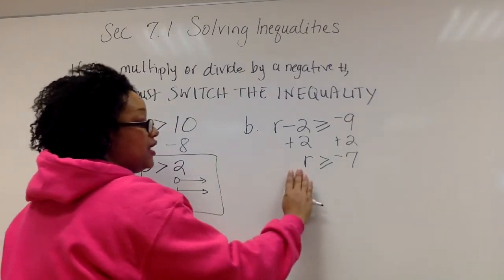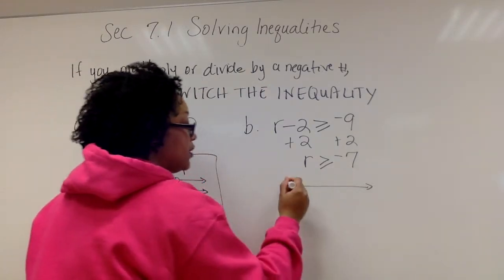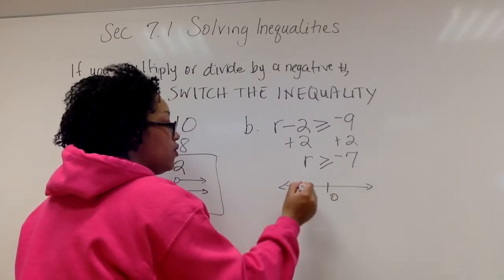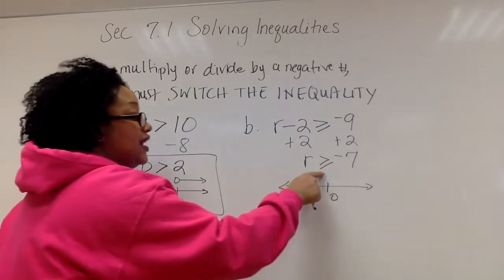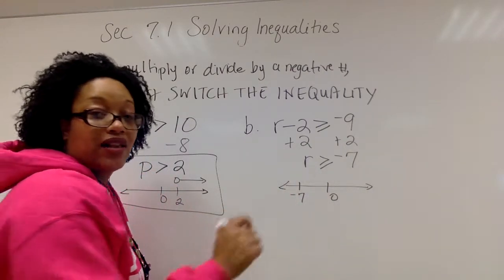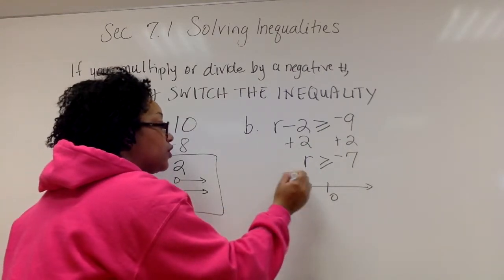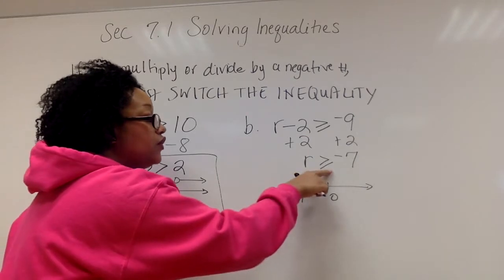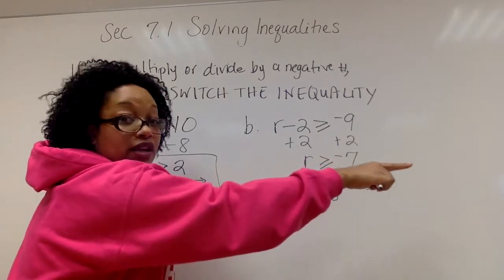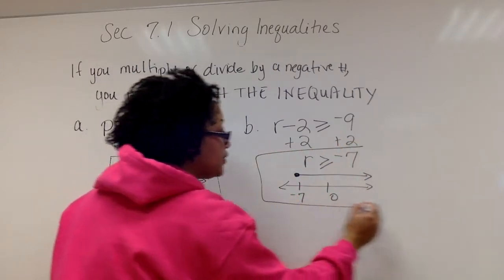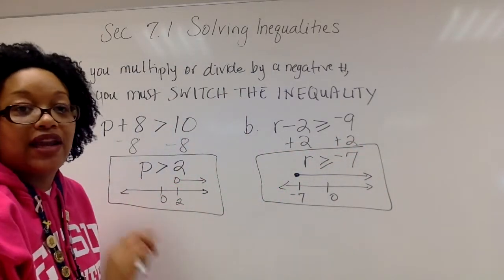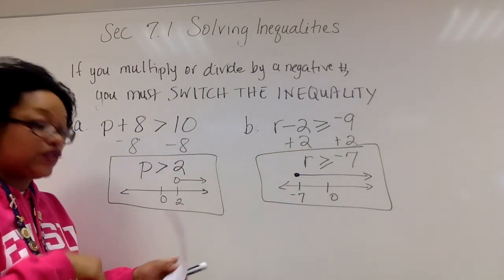So I take my inequality, set up my number line. There's my 0. Negative 7 is going to be on the left. This is an equal to inequality, so that's going to be a closed circle. We're going to the right. The inequality is pointing to the right, so my arrow goes to the right, and you box your answer. All right, I'm going to stop the video, and we'll do the last two.